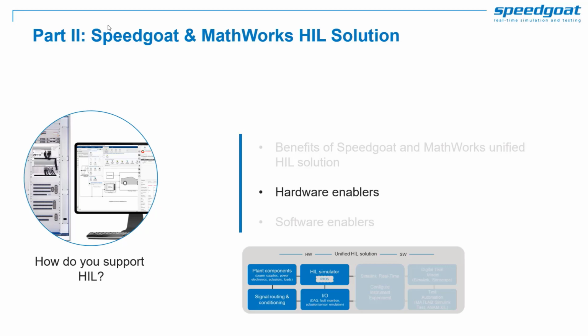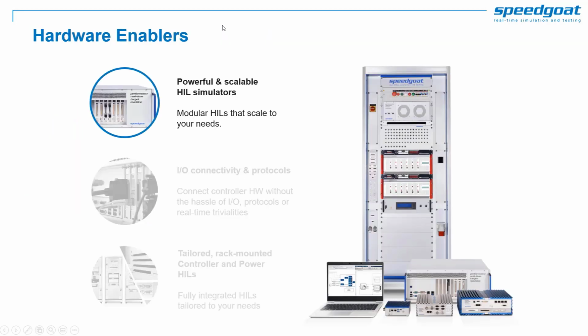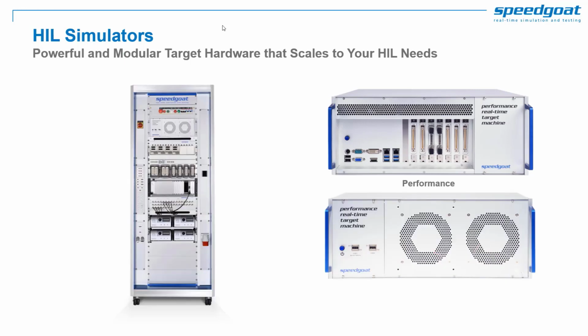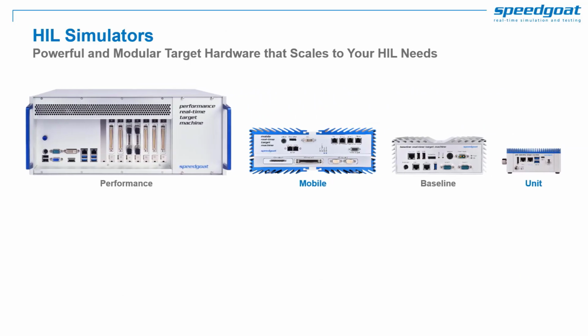Let's look a bit closer into the solution and check some hardware enablers. Starting with the HIL simulator, which is a core component. With Speedgoat, you benefit from a wide range of real-time target computers that can operate as HIL simulators. The mainstay for HIL testing is the performance machine. It's the most scalable and performant system. It is suited for desktop use, but also suited for rack mounting. The mobile, baseline, and unit machines are smaller and ruggedized, making a better fit in HIL applications that require more portability and fewer I/O channels.